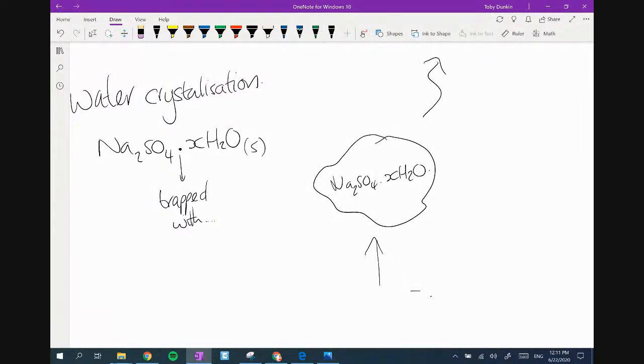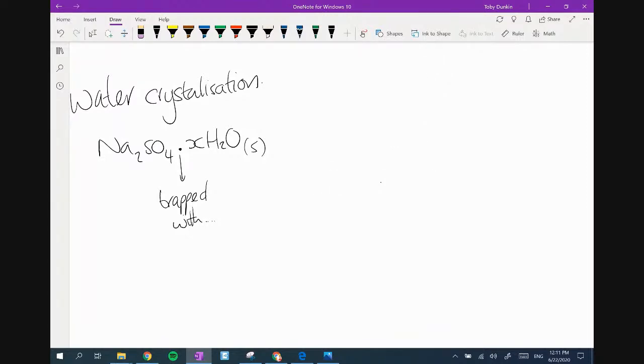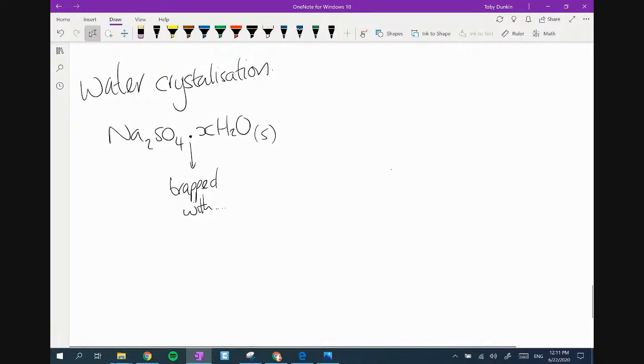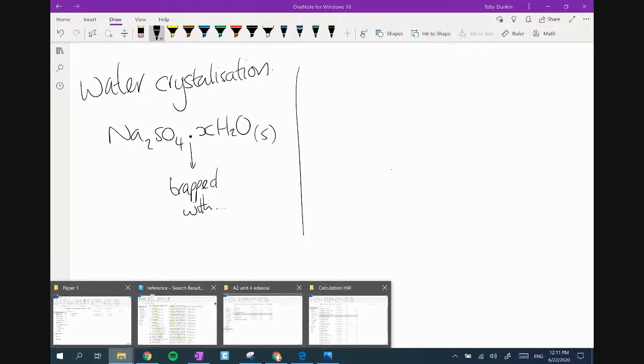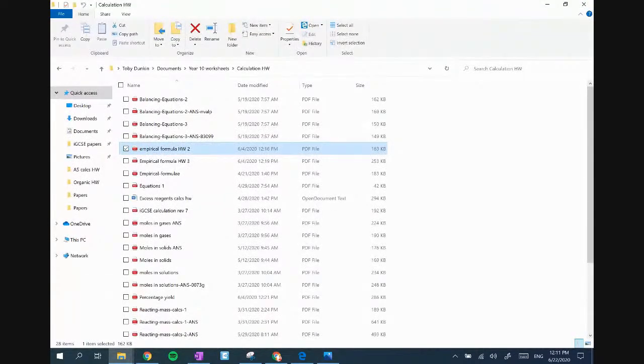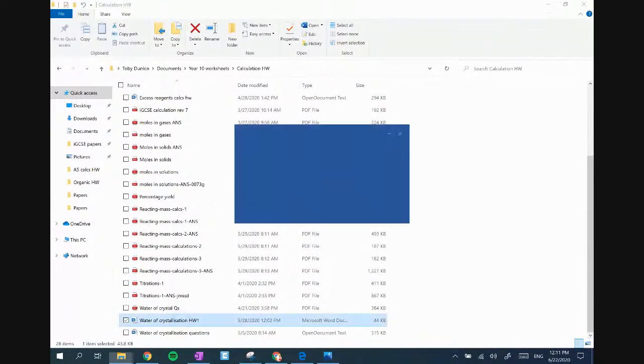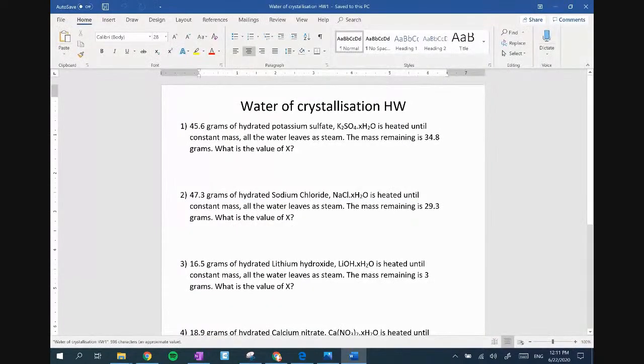What that means is the mass is going to decrease. Now, people often ask me, why do I link empirical formulae to water of crystallization? Because the process is the same. Let's go and grab a question. Water of crystallization homeworks. These are all from my year 10s, by the way. Water of crystallization homework 1. I had to write my own for all of these things. I got a couple wrong, I do believe. But let's just grab the top one.